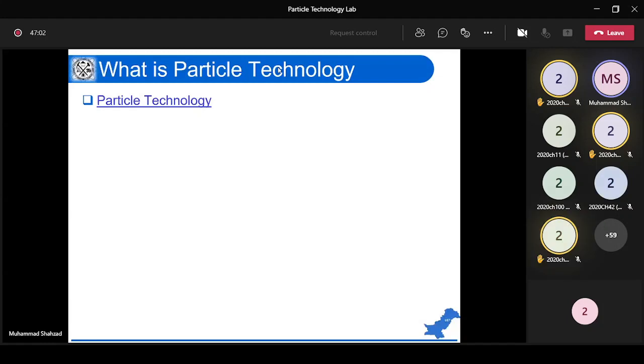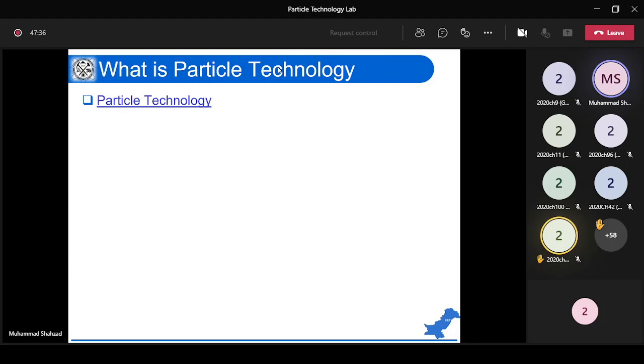Row number 12. Sir, particle technology includes finding the relationship between individual particle properties and their collective behavior. Very right. Individual particle properties and the collective behavior, all these things are included in the scope of particle technology. Still there are things which are missing. Anyone else would like to add those things?